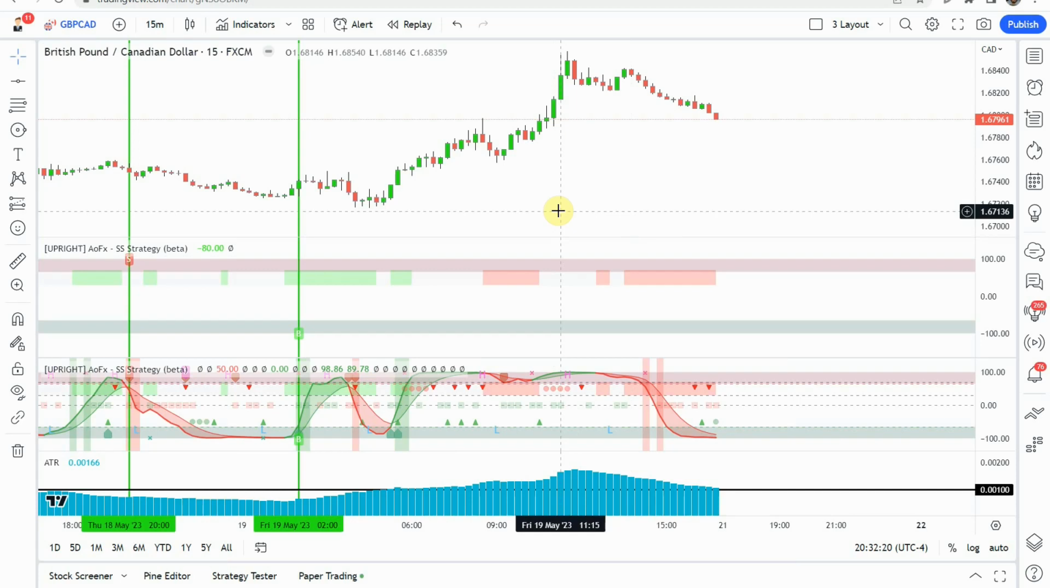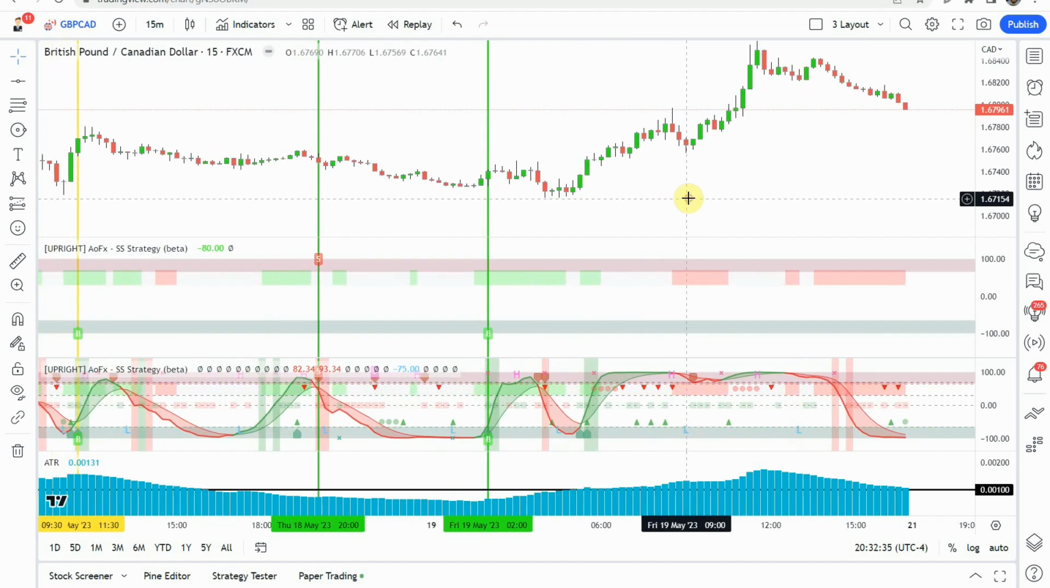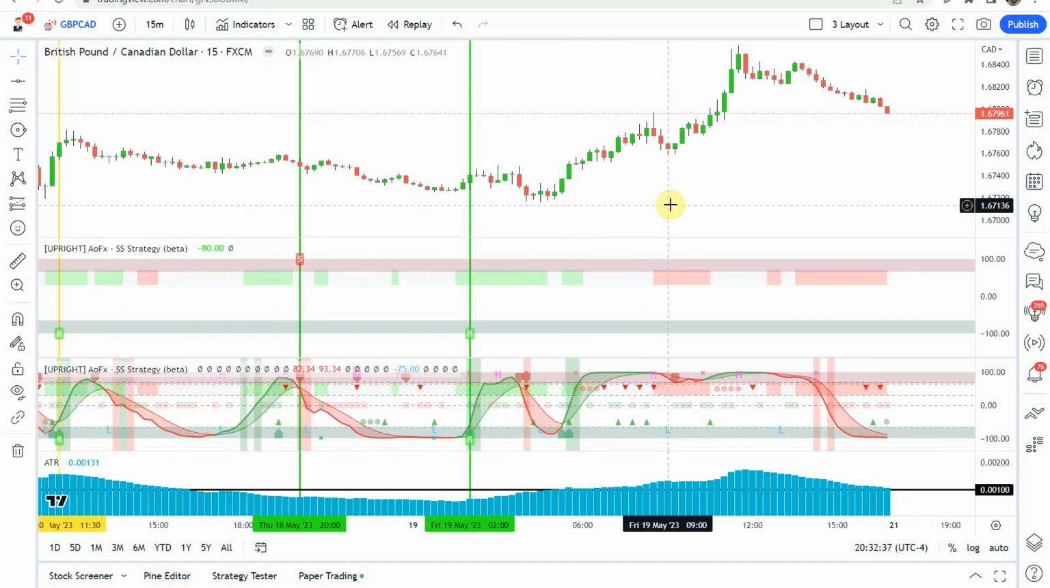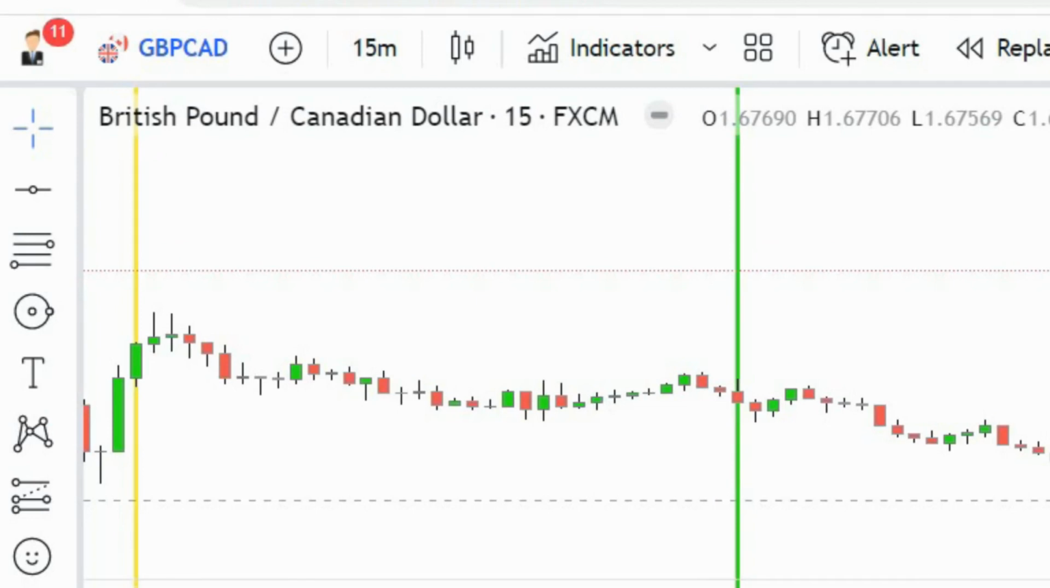Alright, so today we are looking at a 15-minute day trading strategy. And so this is a modified version of the strategy that we have created here on the channel. And this particular strategy, again, we have modified it a little bit to work with an additional pair. And so this pair is the Great Britain pound versus the Canadian dollar.